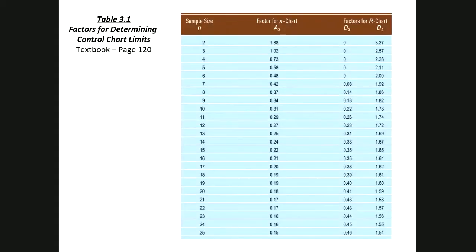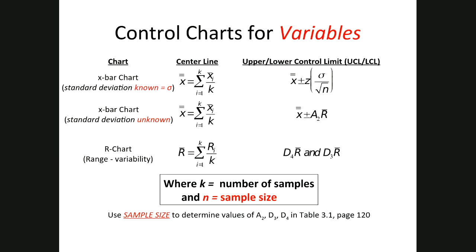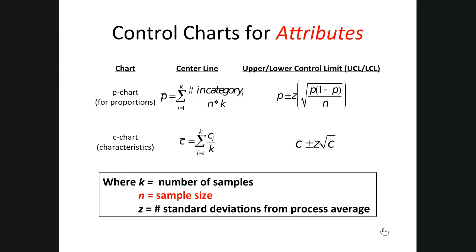Again, here, this is the table we were just looking at for the factors for the control limits, and it's on page 120 in your textbook. These are the formulas for the 3 control charts for variables. And remember, we are interested in identifying the sample size for the values of A2, D3, and D4 in that table. And then as a review, quick review, these are the formulas for the P chart and C chart.